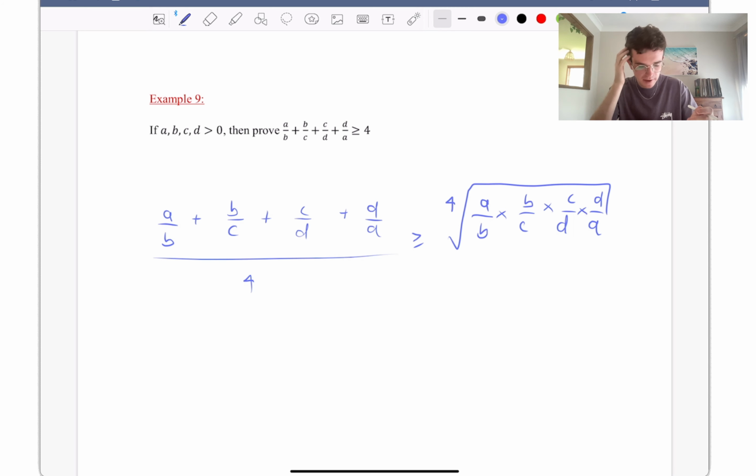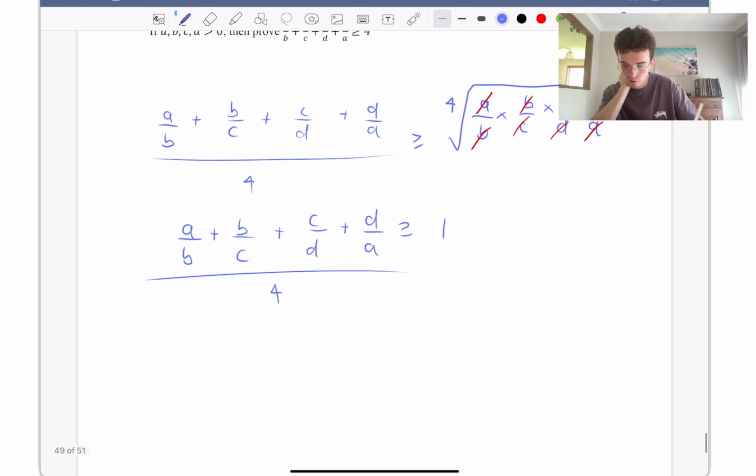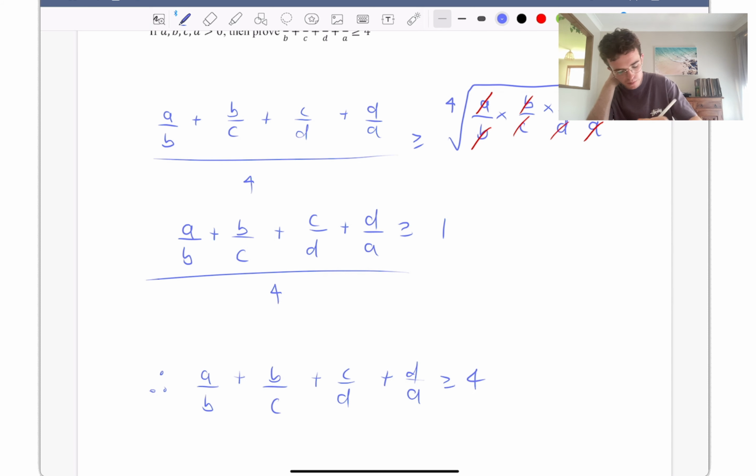Now, we know that a, b, c, and d are greater than 0, so we can actually cancel all of these. So that's just 1 there. So a on b plus b on c plus c on d plus d on a, over 4, is greater than or equal to 1. So therefore, a on b plus b on c plus c on d plus d on a is greater than or equal to 4. We're done.